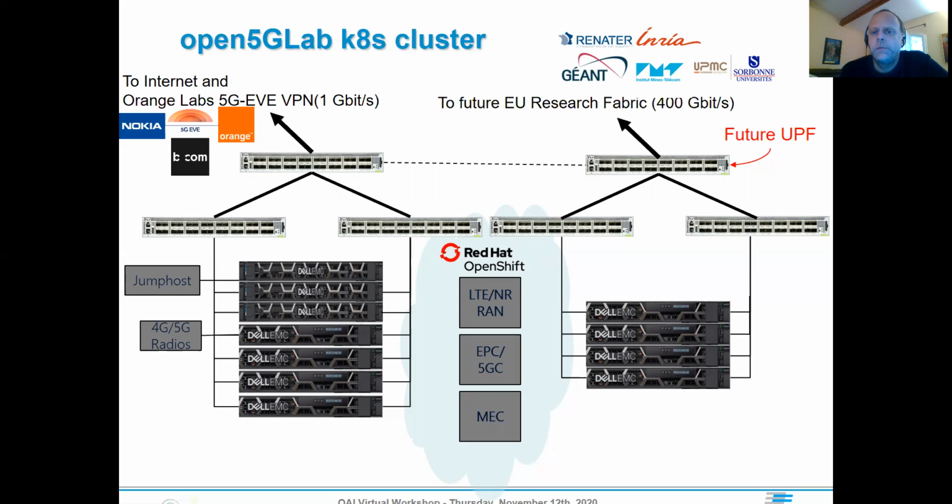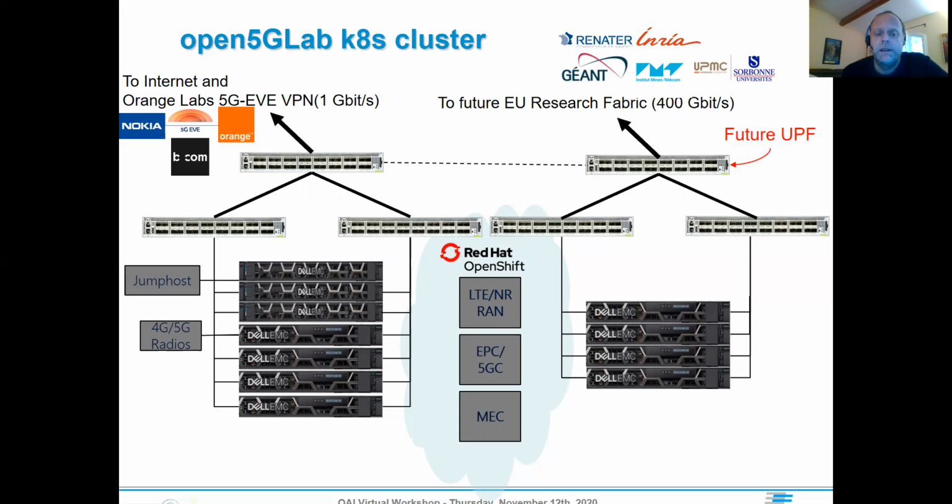And the other switch will be connected to the future EU research fabric, which will go up to around 400 gigabit per second. You can see some of the partners, not all of them, but at least the academic partners working with us in the context of OpenAirInterface on some of these technologies. On the left-hand side, you see some of the partners that are working in the context of OpenAirInterface on these cloud-native deployments in their own facilities.